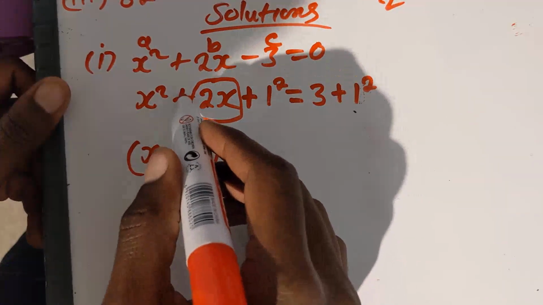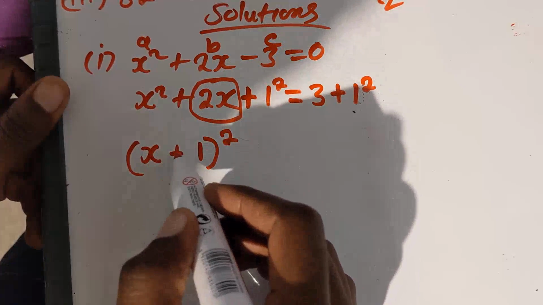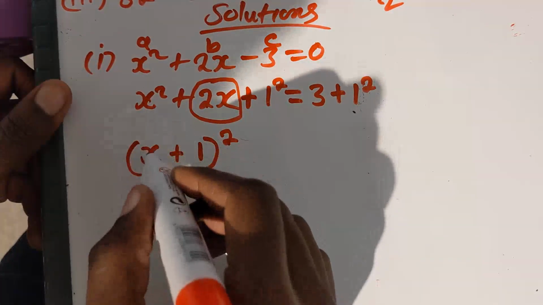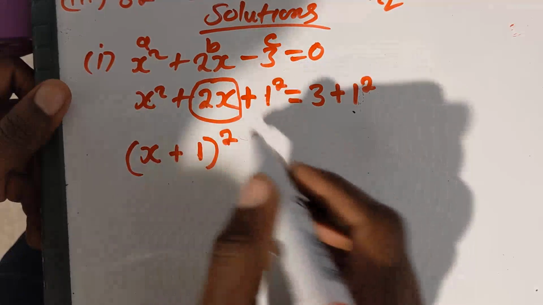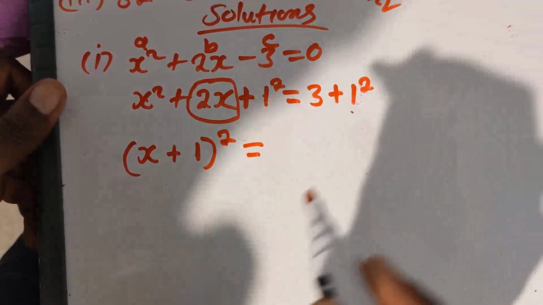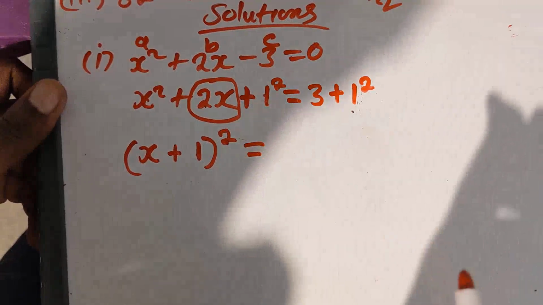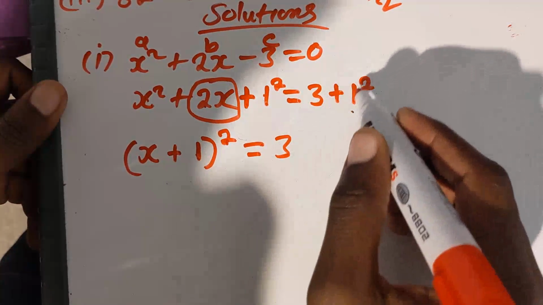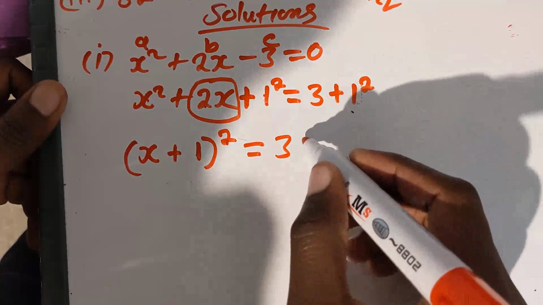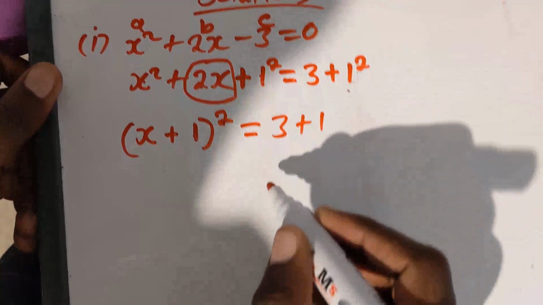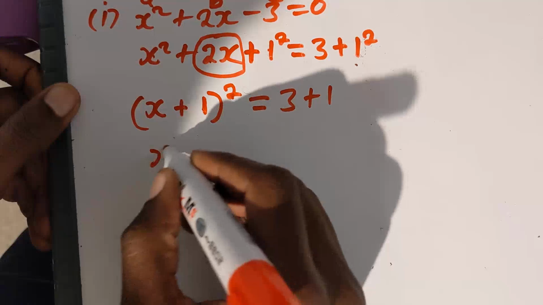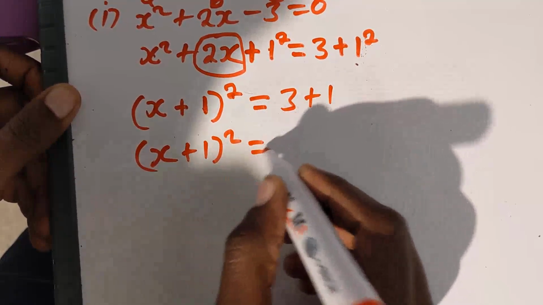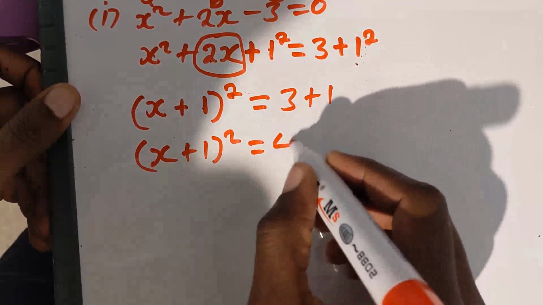If it is negative, get the negative, put it here. Then just forget about everything. This is that. This is that. So just put the equal sign like that. I'm sure you're understanding here. On this side we say 3. What is 1 squared? 1 squared is just 1, so plus 1. So it will be x plus 1 squared is equal to 3 plus 1, that is 4.